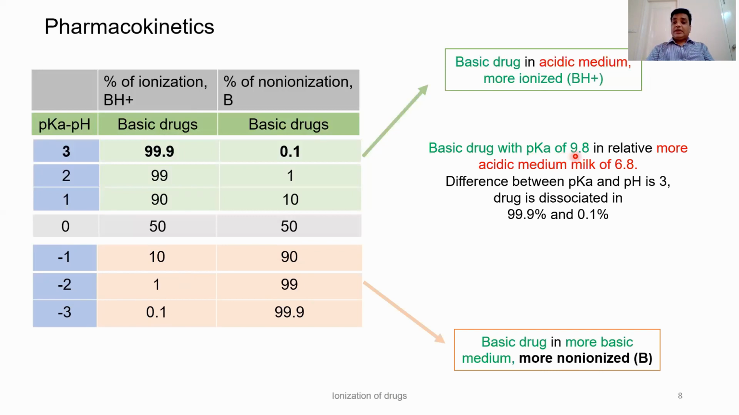Take an example. A basic drug with a pKa of 9.8 is kept in a surrounding medium of 6.8, relatively more acidic. Now, a basic drug in an acidic medium. The base wants protons, the acid is ready to donate protons. So it becomes, in other words, more ionized. More means it could be 99.9, 90, or 99%, depending on the difference. In this case, the difference is 3 between pKa and pH. So it is 99.9% ionized.